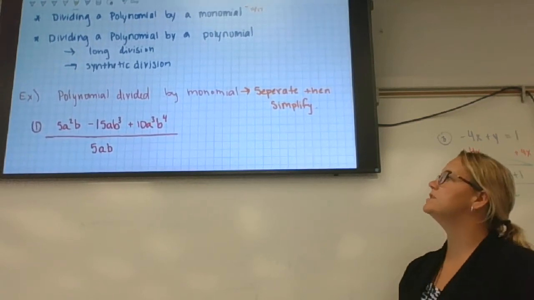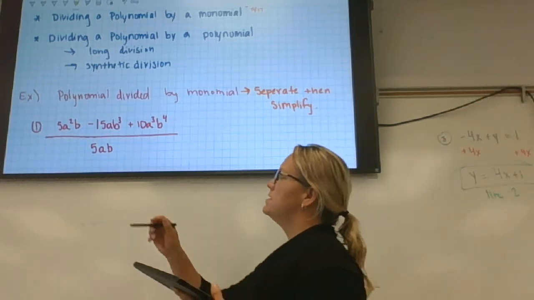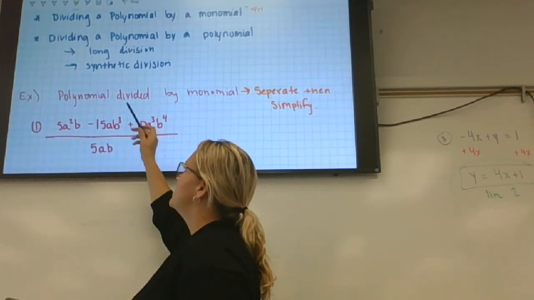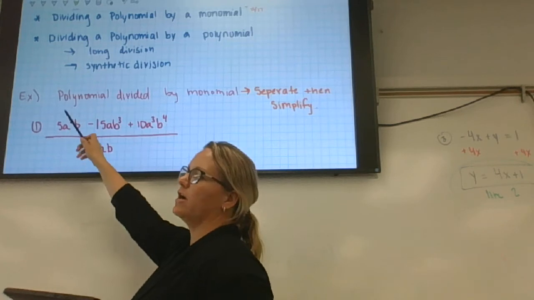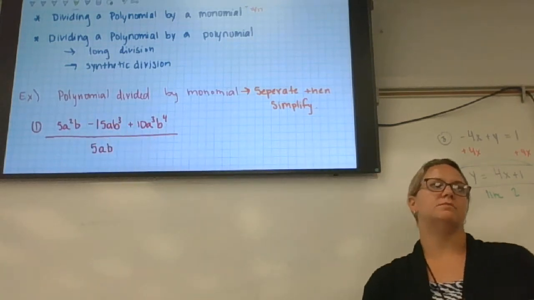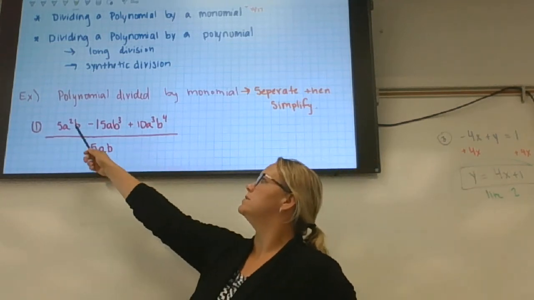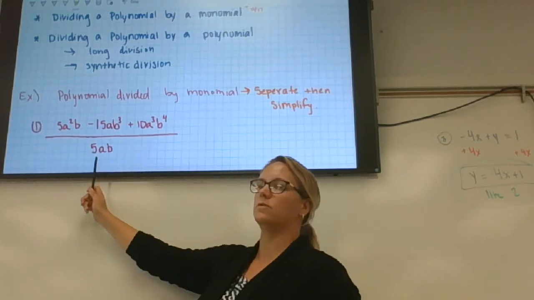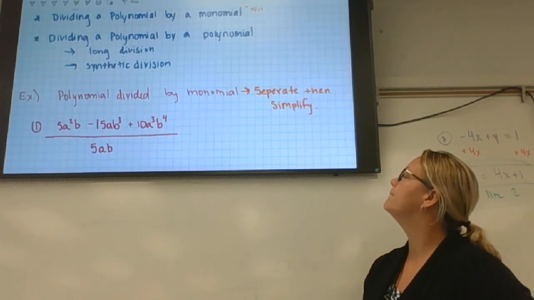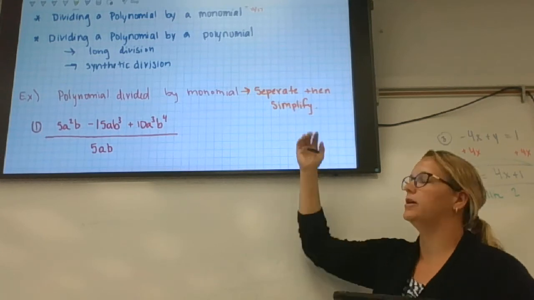Alright, so here's our first example of dividing a polynomial by a monomial. This is a polynomial. You've got all these a's and b's, the exponents. There's 3 terms in the numerator, and this is called a monomial. One term. Poly is many, so many terms divided by one term. Polynomial divided by a monomial. So my only simple directions are to separate and then simplify.